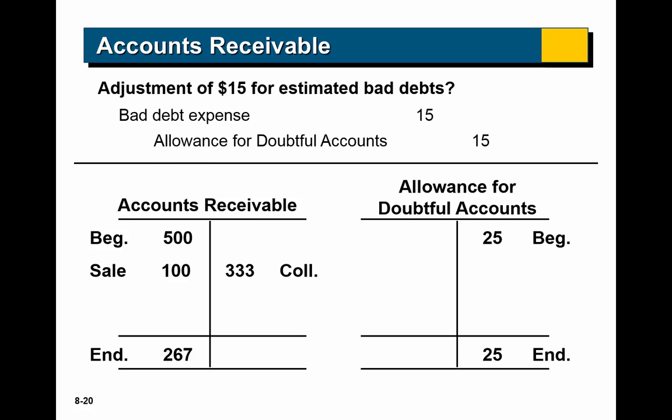Again, what this lets us do is take the expense now instead of waiting until next year when we find out for sure we can't collect the money. So we use a process, and we'll learn more about it going forward here, to estimate the amount we can't collect, and then we enter that as an allowance for doubtful accounts.